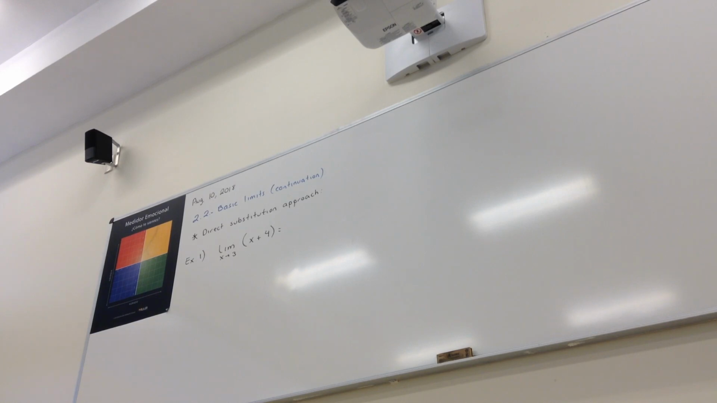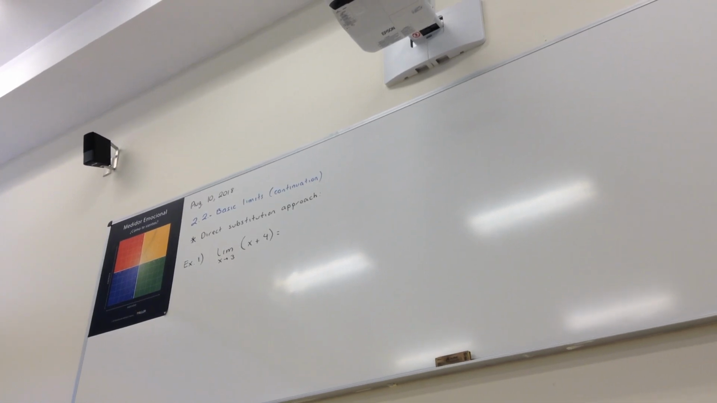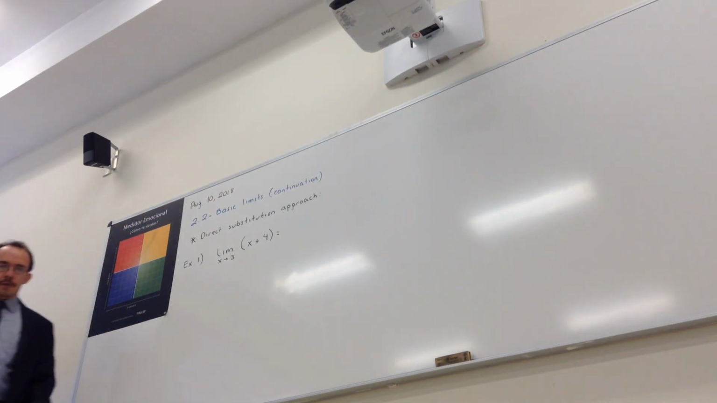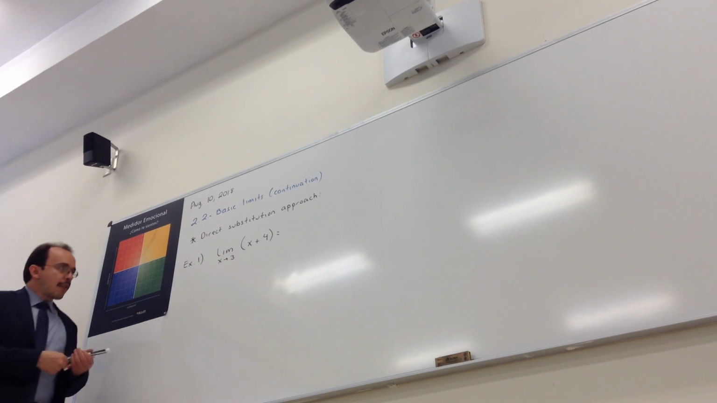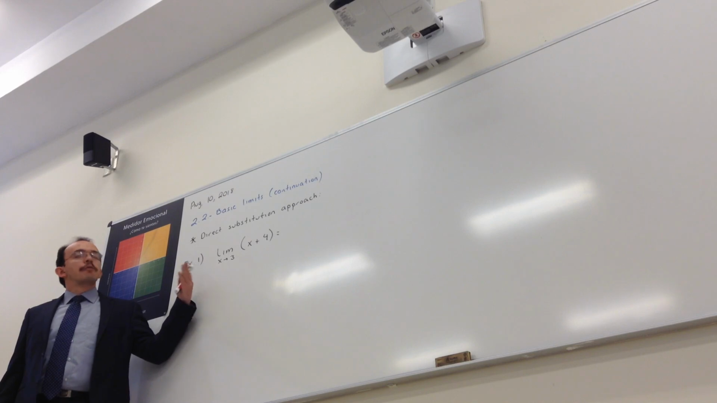Okay, so the third way to solve a limit, and the most practical, is by the direct substitution. What do I mean by that? For example, we have this one. We have the limit x approaches 3 of x plus 4. If I were to solve this graphically, what would you do?